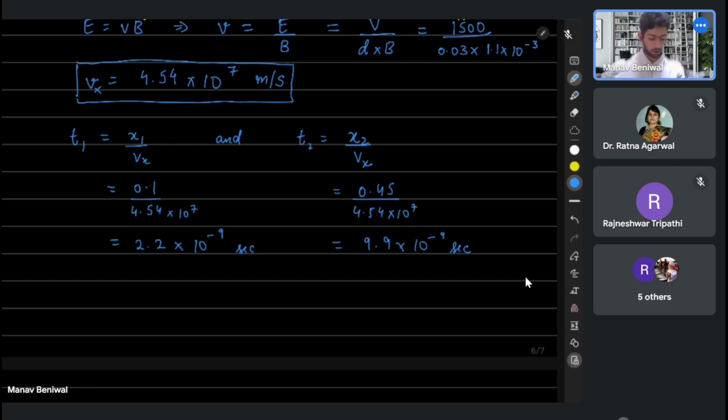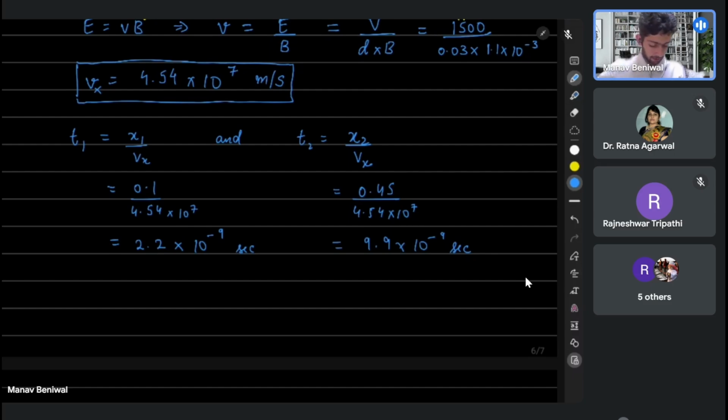Okay, great. Now we have T1 and T2 calculated. And now let us find out what we want to find next, which is the value of this y1. So what is the deflection that the electron will feel when it is between these condenser plates?